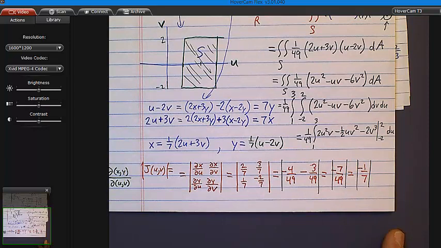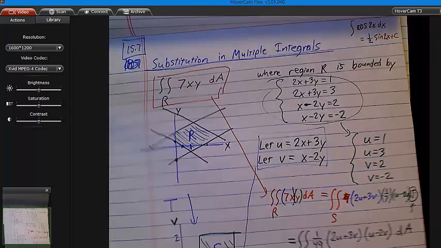Paul, you're running out of room. All right, well, let's flip the page a little bit here.